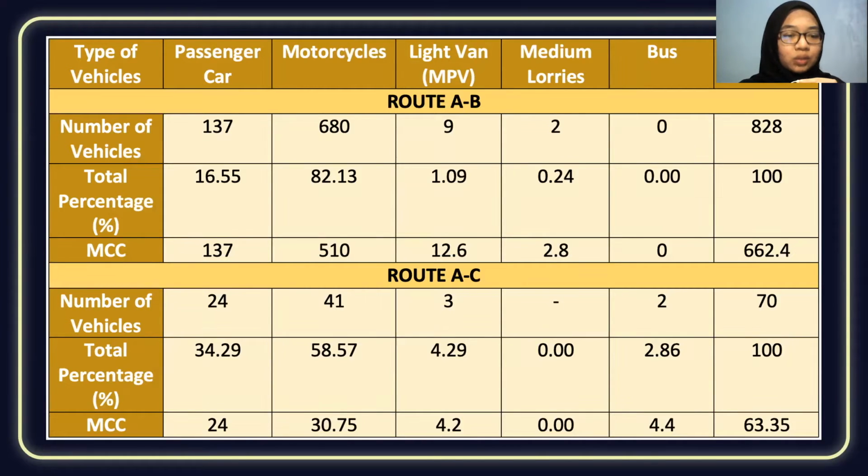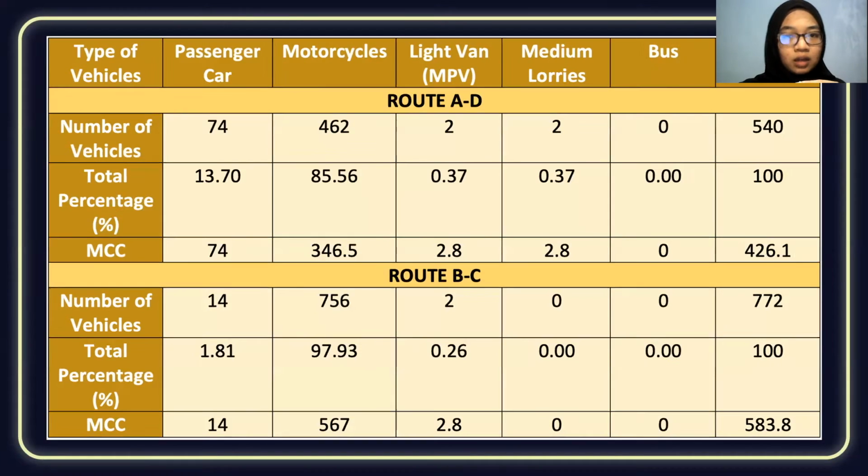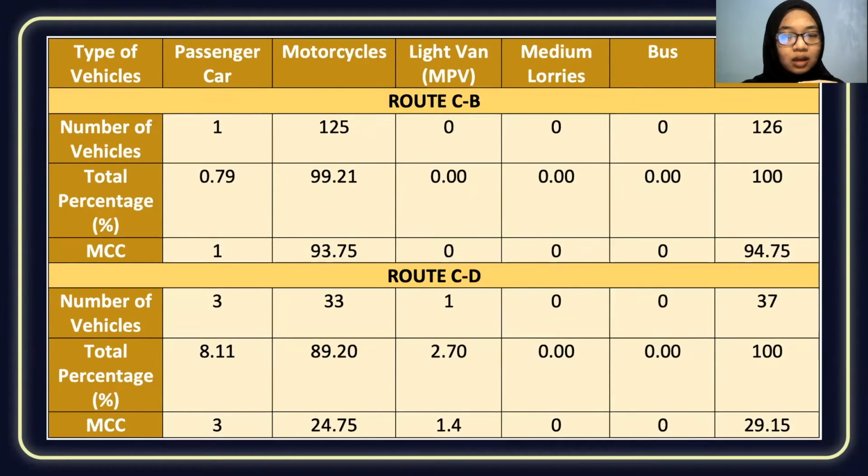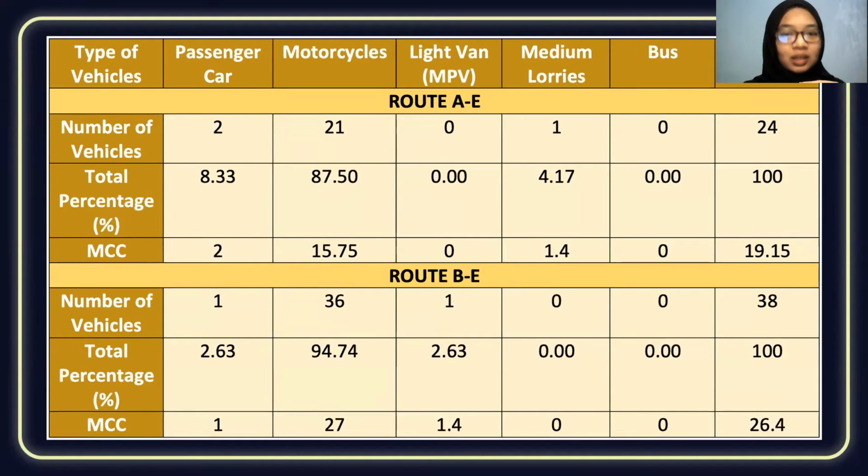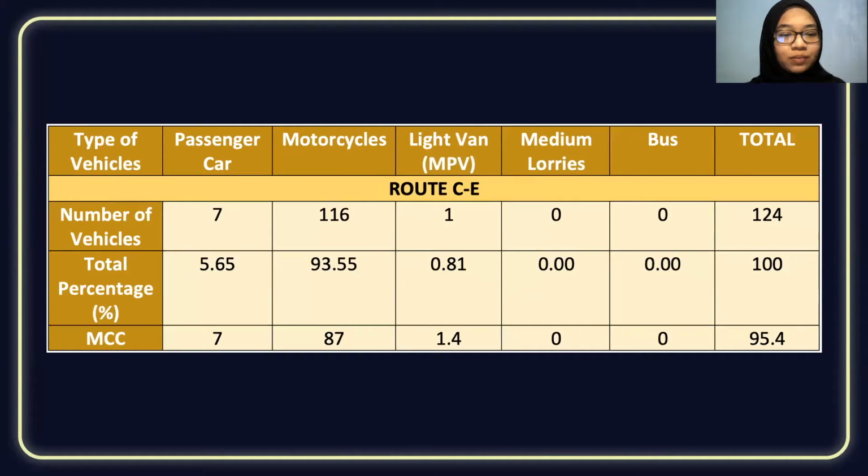These are the results obtained from the traffic volume study. The first row is obtained from the manual count. The total percentage is calculated by dividing the number of a certain type of vehicles by the total number of vehicles. MCC value is the product of PCU factors and number of vehicles. So these are the results for roads AB, AC, AD, BC, CB, CD, AE, BE, and lastly CA. Next, I will pass the screen to Husni Hakim to explain further on the results obtained.